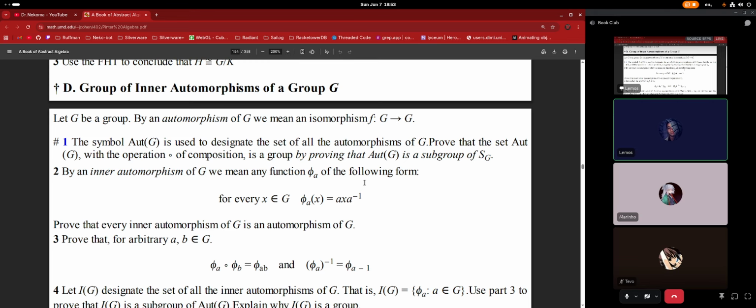You essentially need to prove that all of the elements, all the possible conjugates, are in G. If you prove that, I think you prove this.